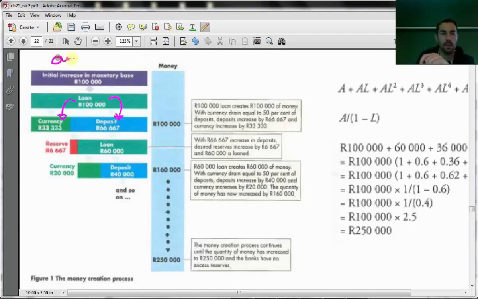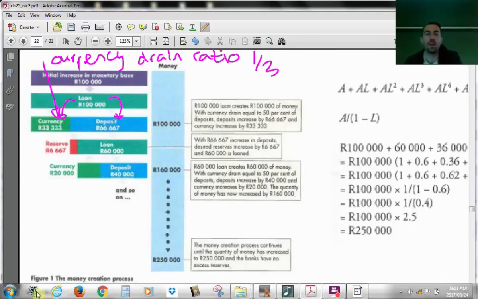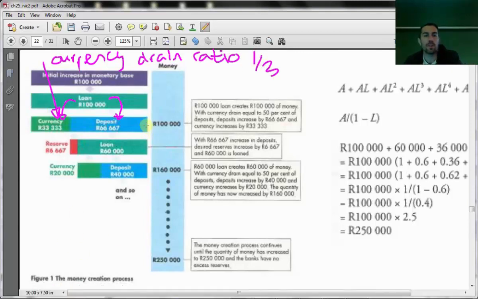Let's try it. Currency drain ratio. Okay? It's 1/3. So you can see the description here says the 100,000 rand loan creates 100,000 rand worth of money. So that initial loan was 100,000 worth of money because it comes into the system both as currency and as deposits.